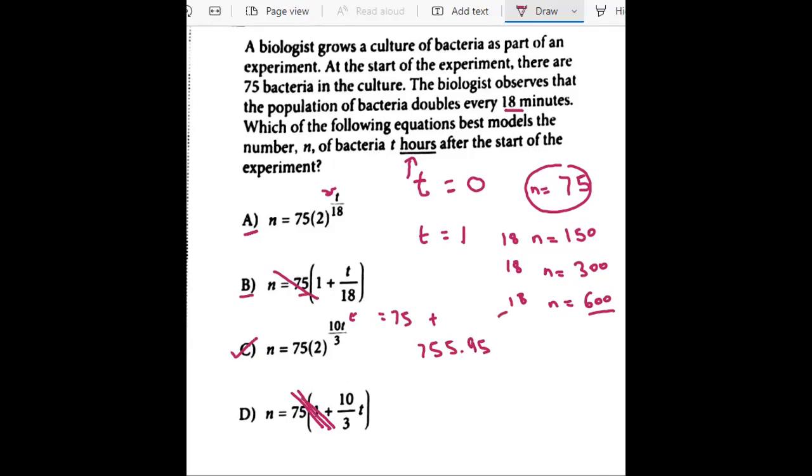Okay, I still had 6 minutes, but I did not talk about that. So in those 6 minutes something would happen which we don't know what exactly that would be, because the only thing we know is that it doubles after 18 minutes, right? So this is the answer because this is the best possible equation which we can use for our model, right? Did you understand this, Ishan?